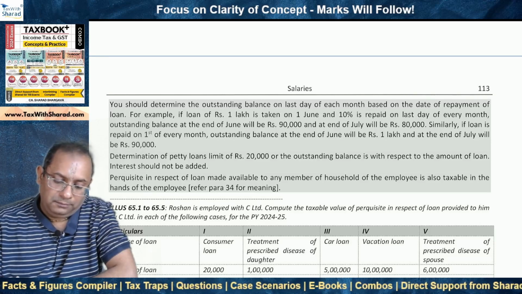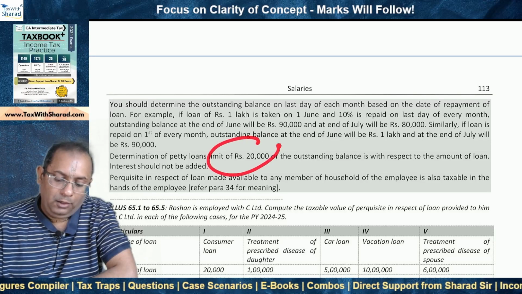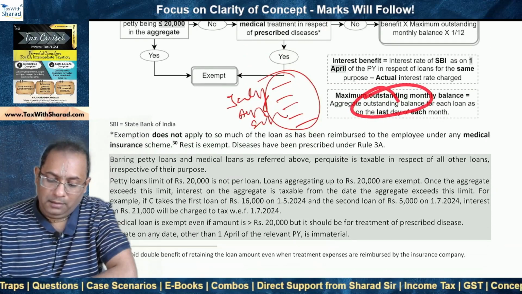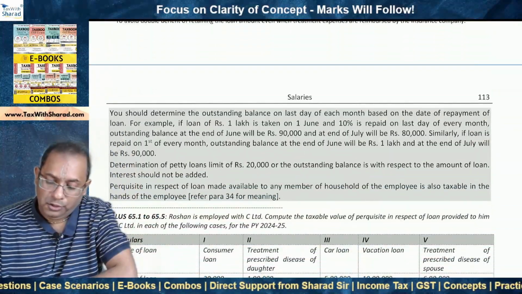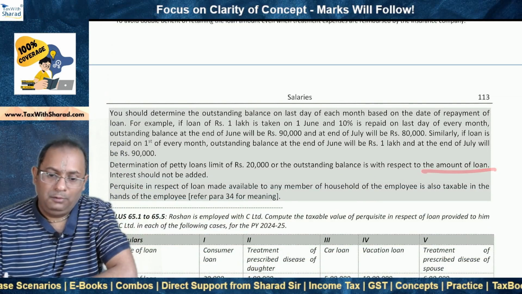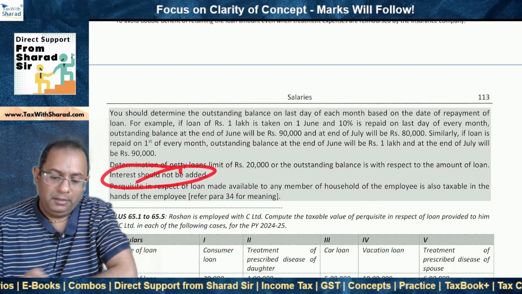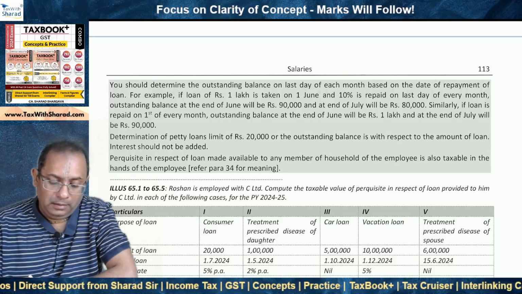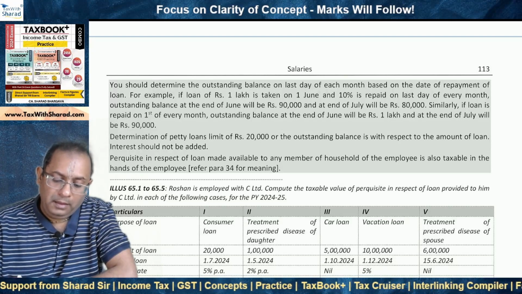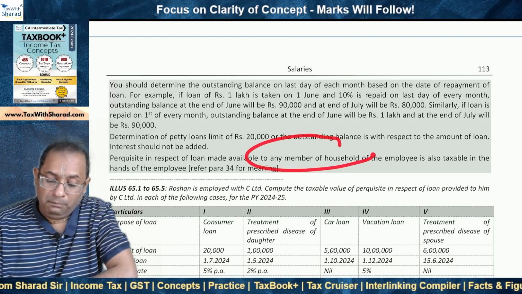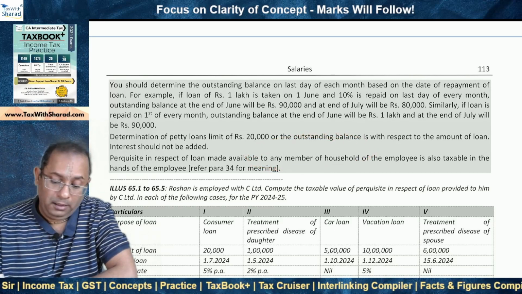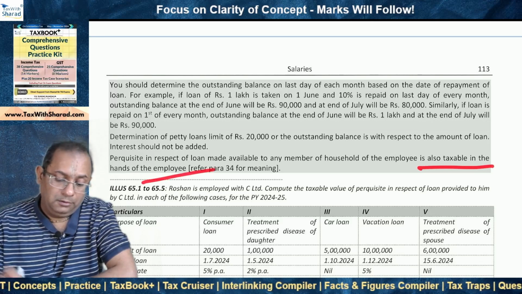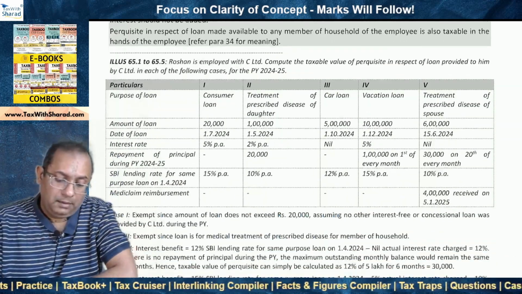Now when you are checking the petty loan limit of 20,000, or when you are checking this outstanding balance on the last day of each month, what you need to check is basically the principal amount or the amount of loan. You should not add the amount of interest to this. And as we noted in the earlier part of this video, even if the loan is made available to any member of the household of the employee, we saw the meaning of member of household, even then the perquisite will be taxable in the hands of the employee.